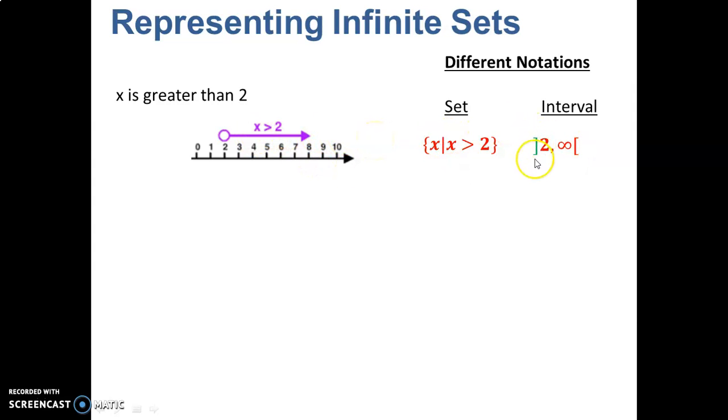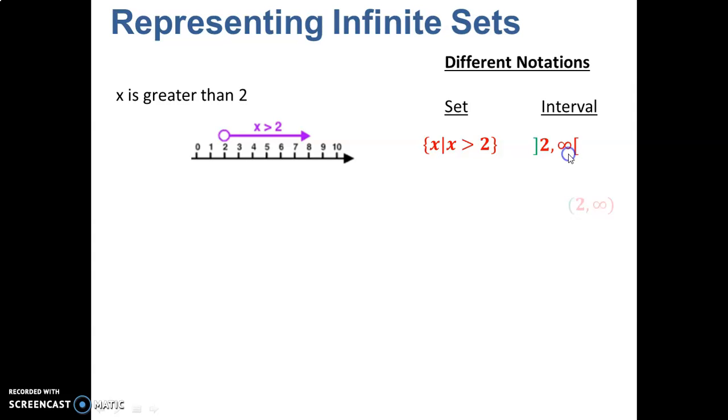Notice that these square brackets are used now. This square bracket is turned out. That means we do not include 2, and we see that already here. And this square bracket is also turned out. That means we do not include infinity. Infinity is not a number, so we can never include infinity. So this means from 2 to infinity, not including 2, not including infinity.